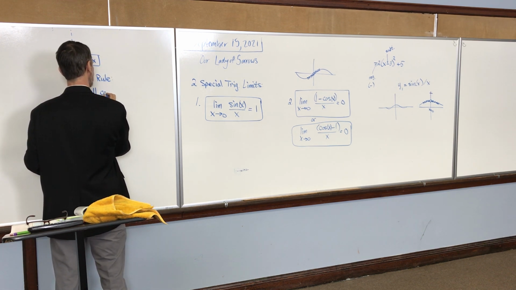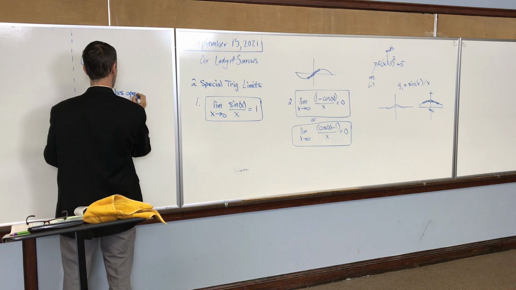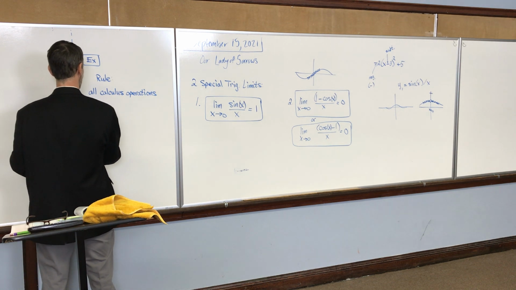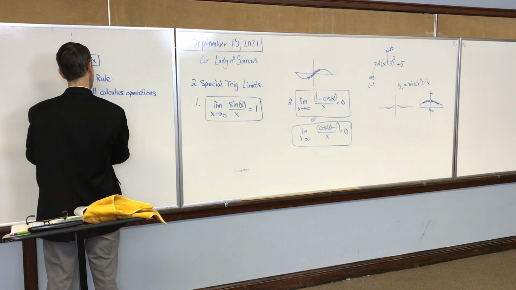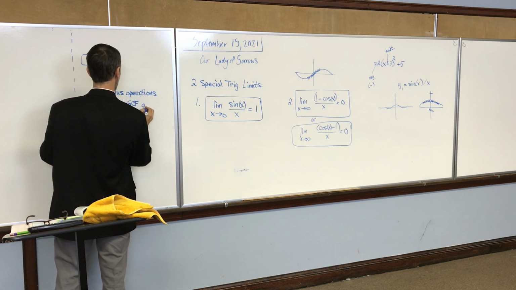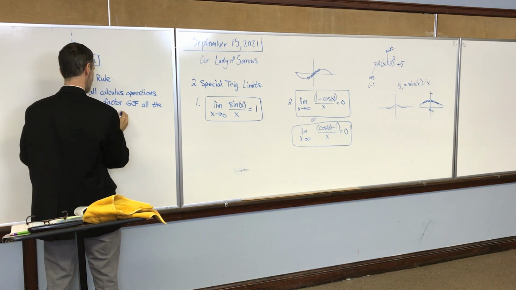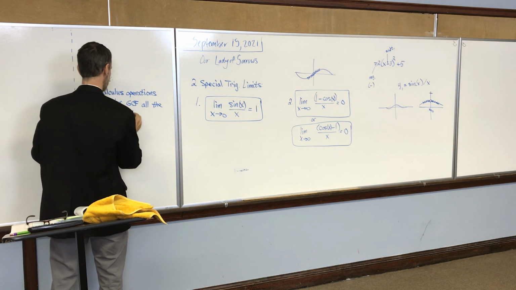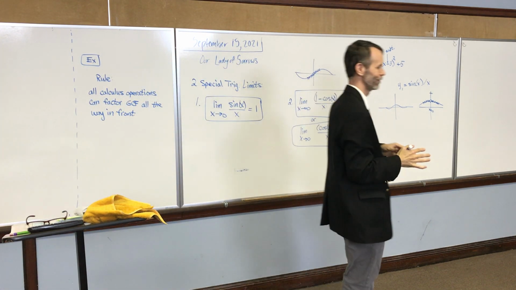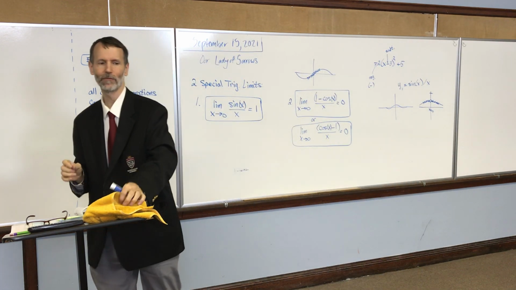All calculus operations can factor out a GCF all the way in front. I'm going to need to explain that. Wait, so this is a rule all the time, or is this for this example? Correct. This is true for calculus on up through whatever level of math you ever get to go. All calculus operations can factor a GCF all the way in front.